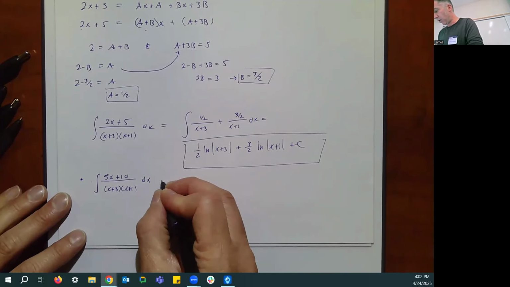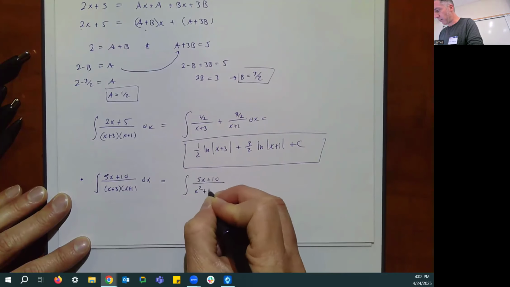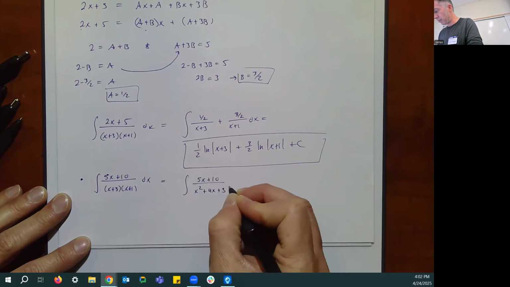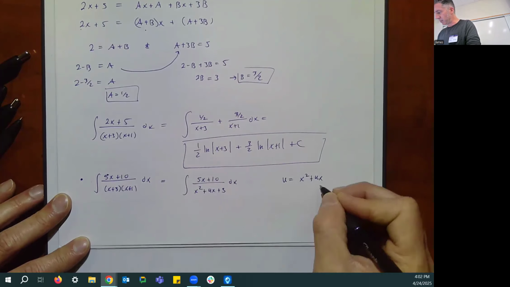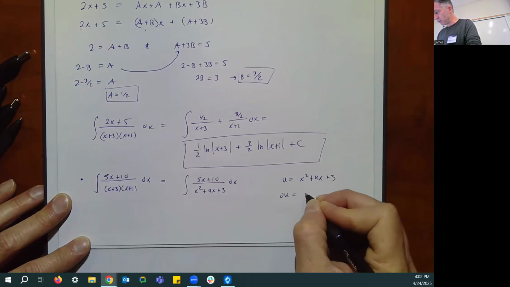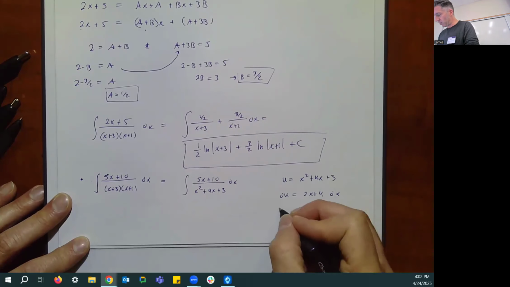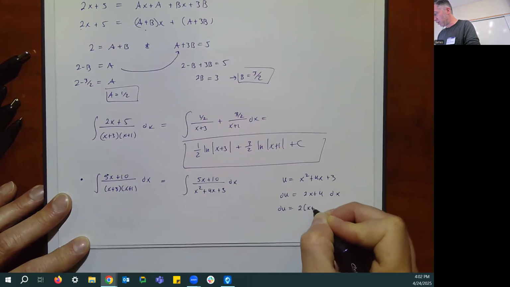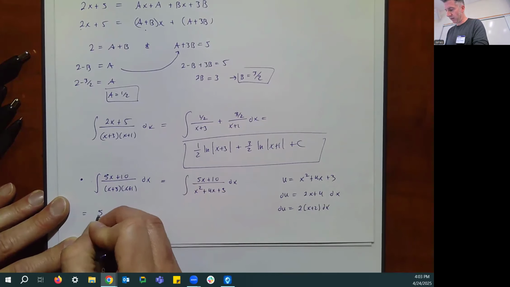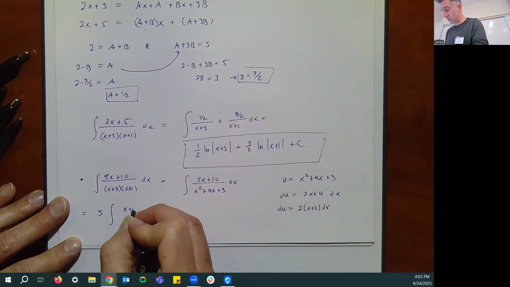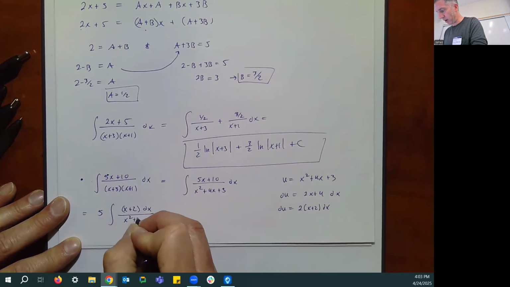Because really, if we multiply out the bottom, we have x squared plus 4x plus 3. And here, if we do a u substitution, if u is x squared plus 4x plus 3, my du is 2x plus 4 times dx. And if I factor out a 2 there, du is 2 times x plus 2 dx. And in my integral, I can factor out a 5. My integral is equal to 5 times the integral of x plus 2 times dx over x squared plus 4x plus 3.